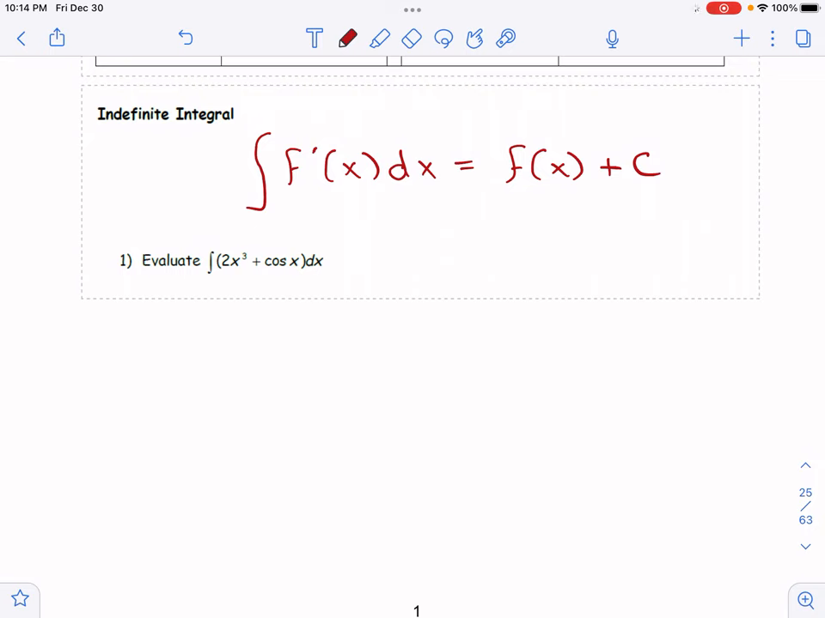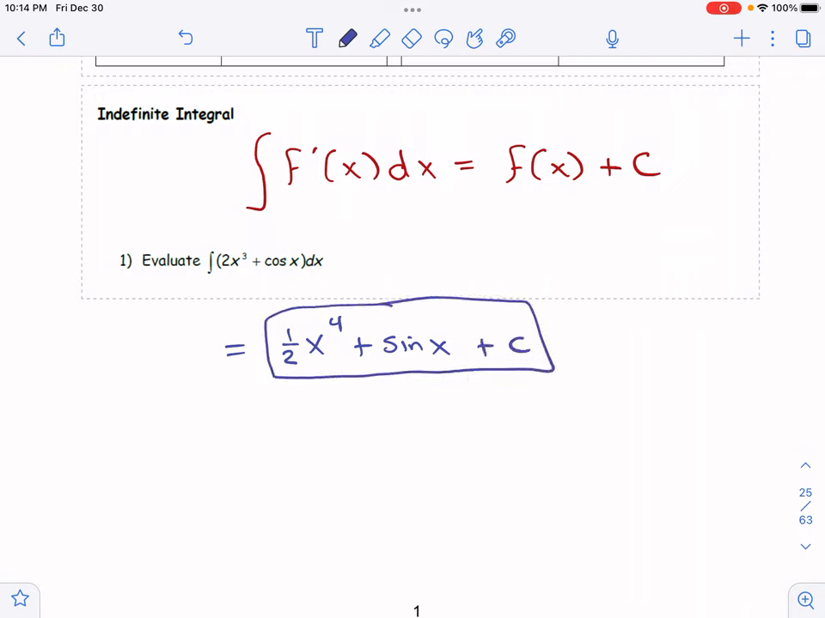So as an example for this first case, if we're evaluating this indefinite integral, we're looking for the function or family of functions whose derivative is what we see here. With a little guessing and checking, I see an x to the fourth and a 1/2 would make that work, and then the antiderivative of cosine is sine. So that would be what we mean by evaluating that indefinite integral.